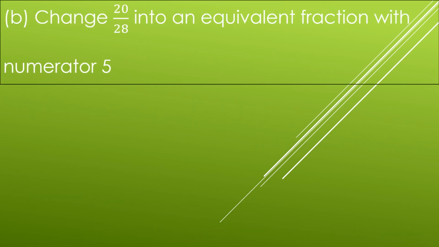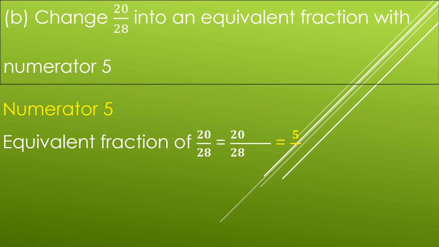Change 20 upon 28 into an equivalent fraction with numerator 5. That means we want 5 in the place of numerator. Remember, if we need to calculate lower terms, we divide the equivalent fractions. Now tell me which number will you divide to 20 to get 5 in the numerator?